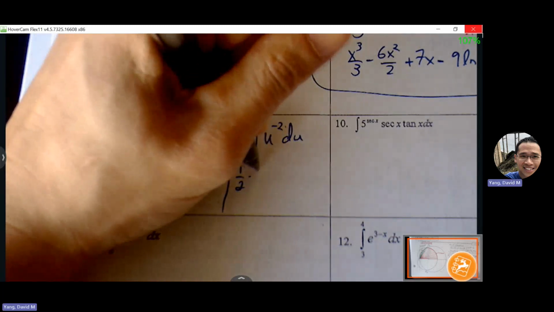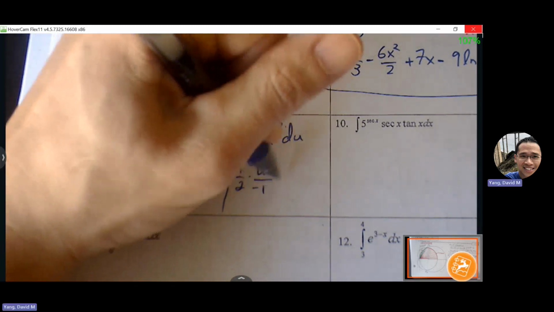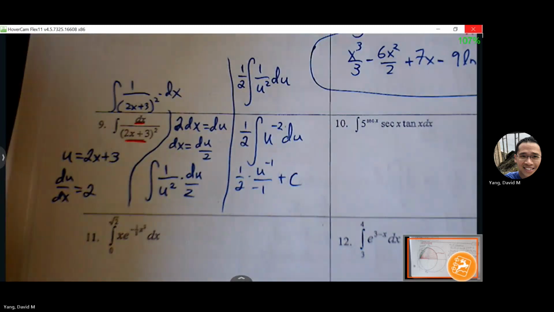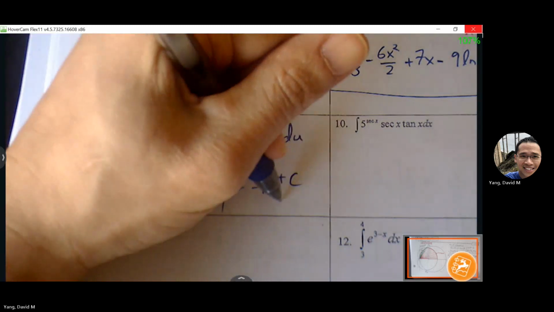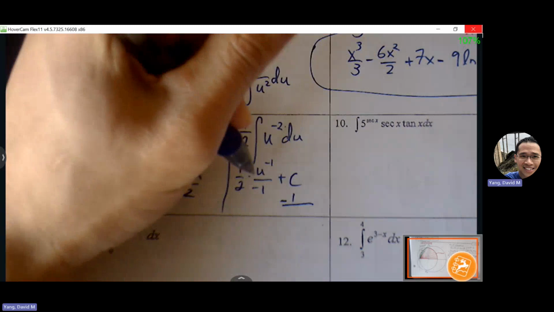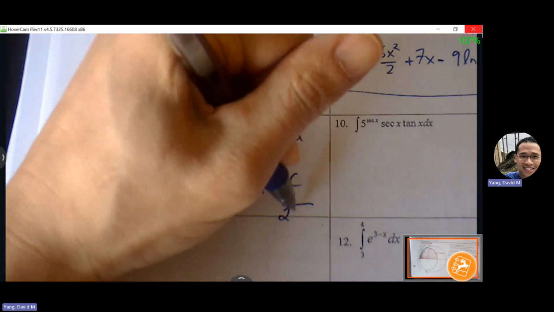Okay, add 1 to the exponent, divided by the new exponent. So -1/2, bring the u back down to the denominator, replace the u back with x.